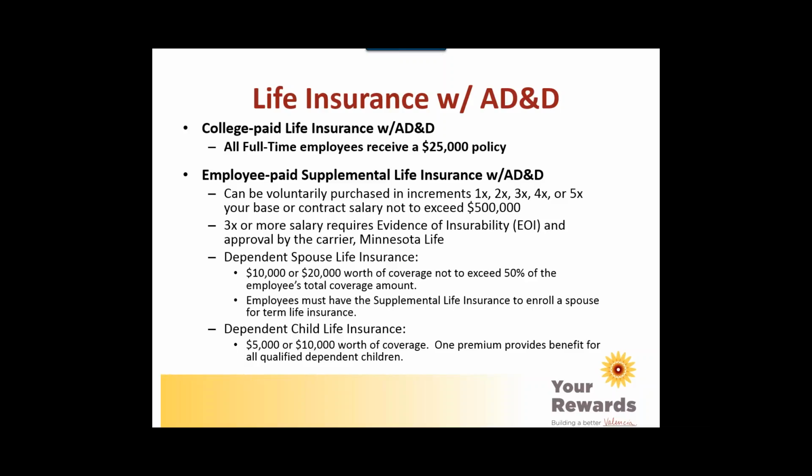For dependent spouse life insurance, there are 2 options, $10,000 or $20,000 worth of coverage, not to exceed 50% of the employee's total coverage amount. To have this, employees must have the supplemental life insurance to also have life insurance for their spouse. The same goes for dependent child life insurance. Those options are $5,000 to $10,000, and you only have 1 premium for all of your dependent children. So it doesn't matter if you have 1 child or 10 children. It will be the same amount for the coverage that you select.